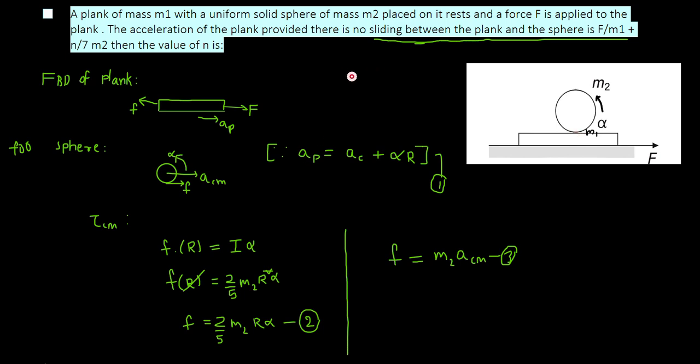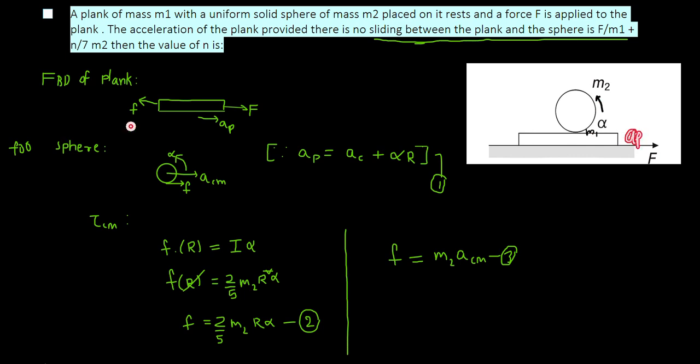Let me draw it here: this is the sphere and the plank. The sphere will rotate anticlockwise with angular acceleration alpha, and this is the direction of angular acceleration alpha. This is the direction of the acceleration of the center of mass of the sphere, a_cm. This is the acceleration of the plank, which we assume to be a_p.